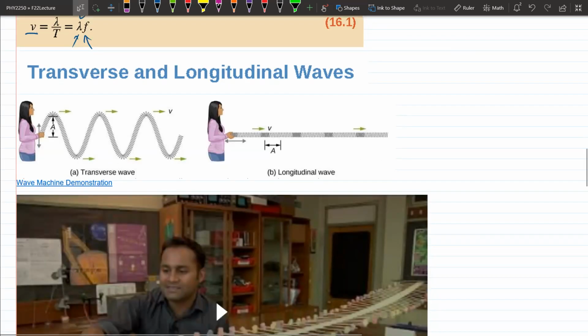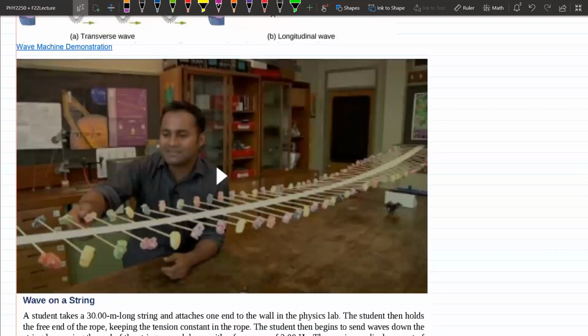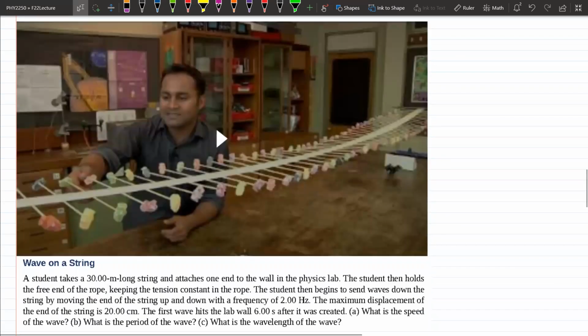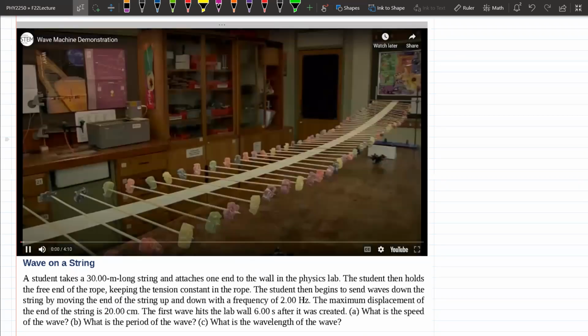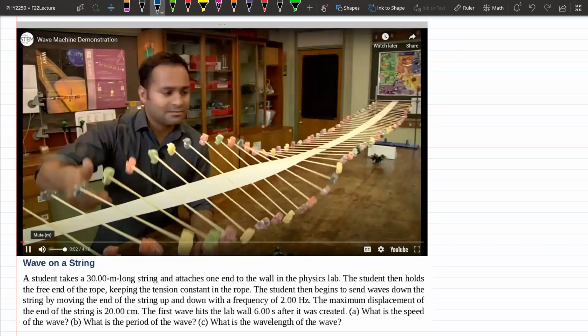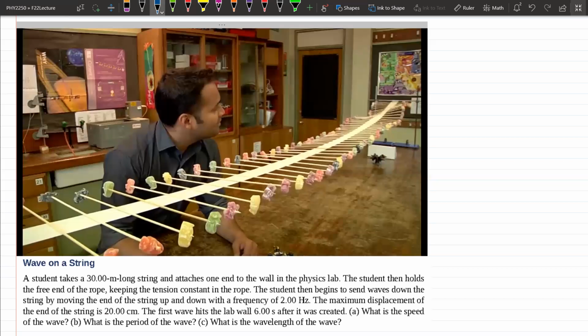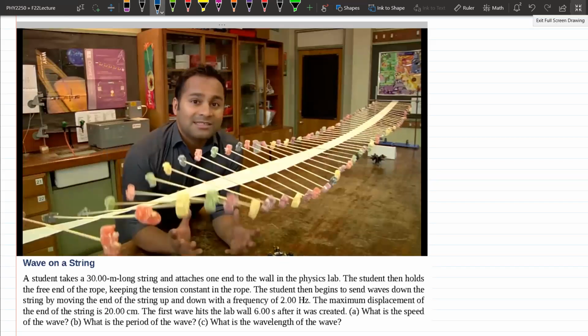And this is actually kind of a cool demo of a transverse wave made of gummies. Okay, see how the volume is. Try to deafen everybody. You can hear that? Is there sound? Yes. Oh, there it goes.